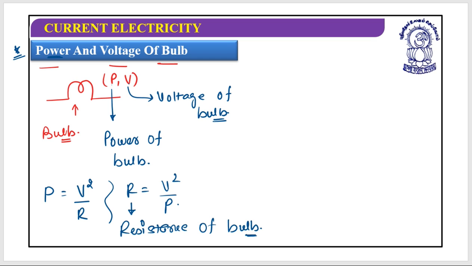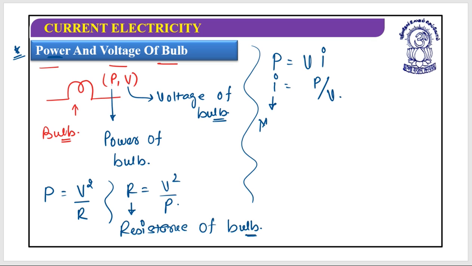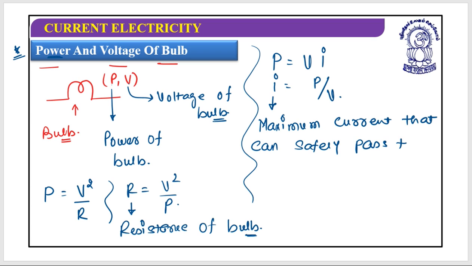Is it clear? Yes. Now one more thing I can have: P equals V into I. So I can be calculated as P divided by V. This is I, this is the maximum current that can safely pass through the bulb. This is the maximum current that can pass through the bulb safely.